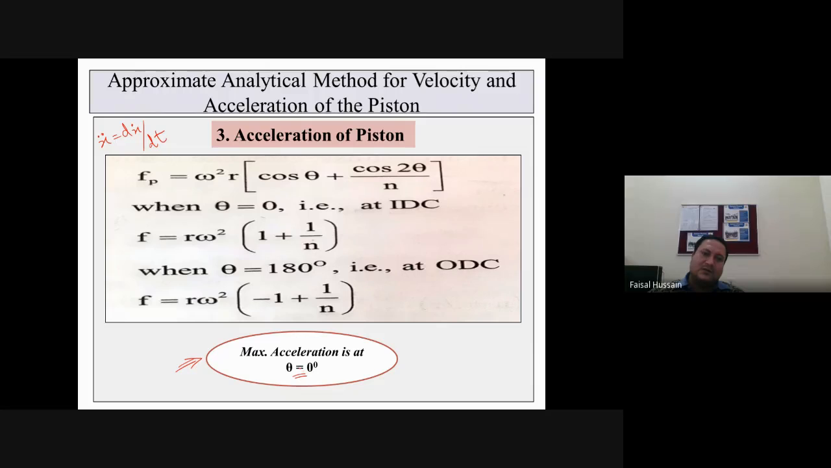So when theta is 0, cos theta will be 1, cos 0 is 1, and similarly this term will also be 1. So the expression will be omega square r, or r omega square, into 1 plus 1 divided by n. So this is your expression. If the question says that maximum acceleration is required, it means theta will be 0, and then directly use this expression. And if it is a normal acceleration, from 0 to 360 degrees, where at a certain instant we have to determine the magnitude of acceleration, then we will use the normal equation, omega square r in the bracket cos theta plus cos 2 theta by n.